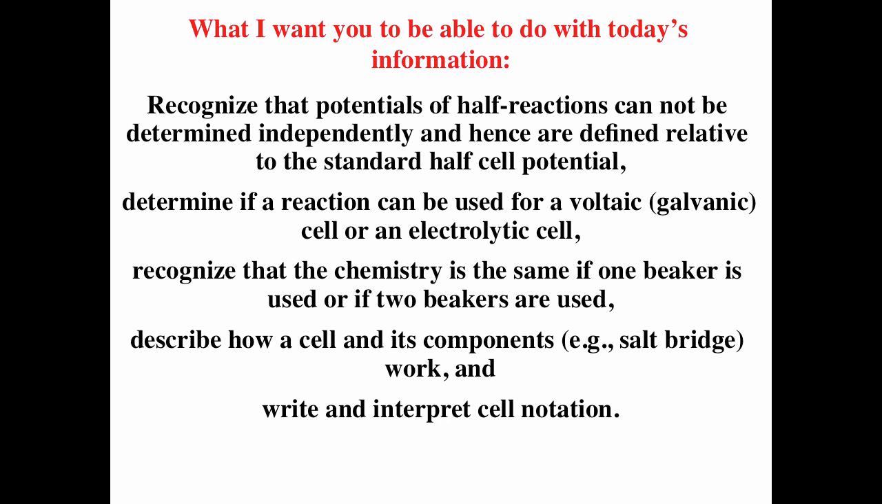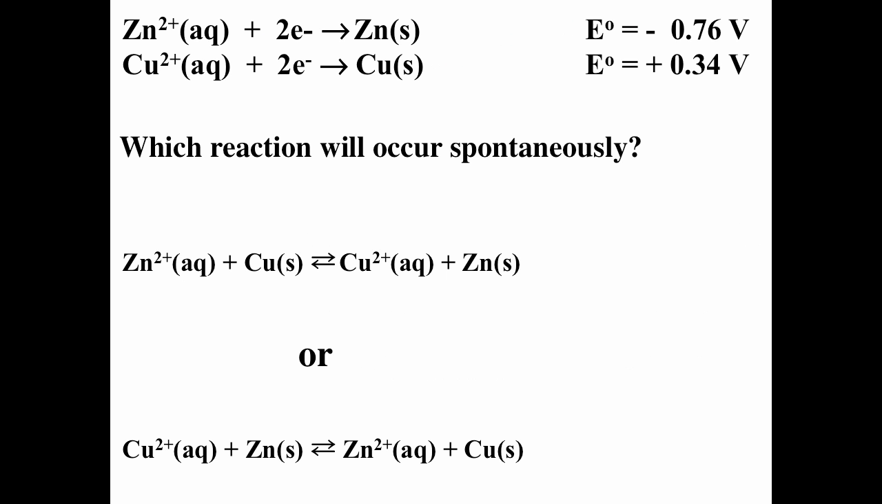And so to create a battery out of solutions, you typically need 2 beakers to force the electrons to go through an external circuit. The chemistry in those 2 beakers is exactly the same as the chemistry in a single beaker. You should be able to describe how a cell and its components work. For instance, the salt bridge is used to maintain charge neutrality in the 2 beakers. You should be able to write and interpret cell notation.